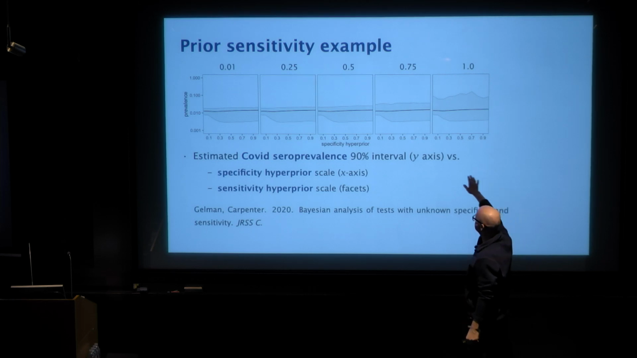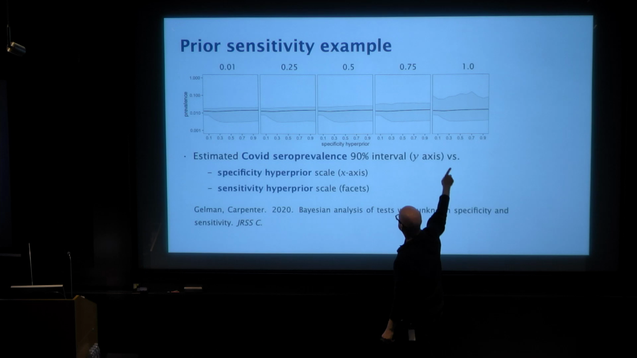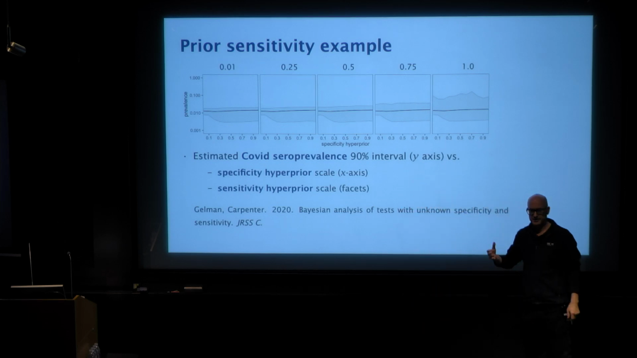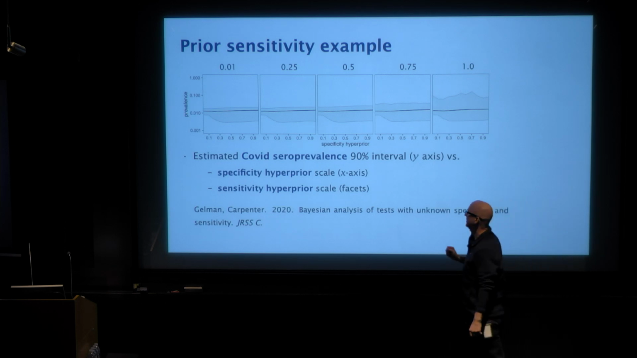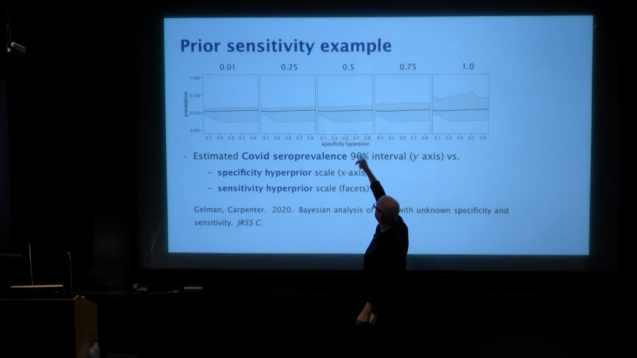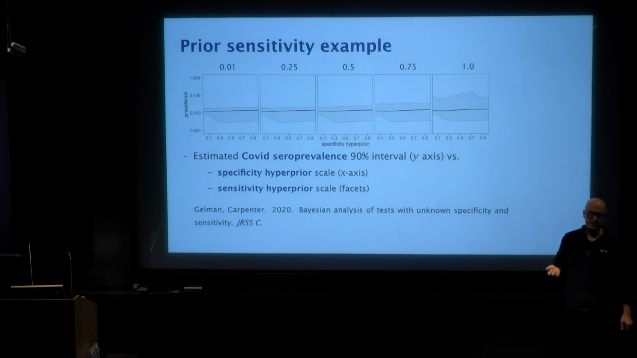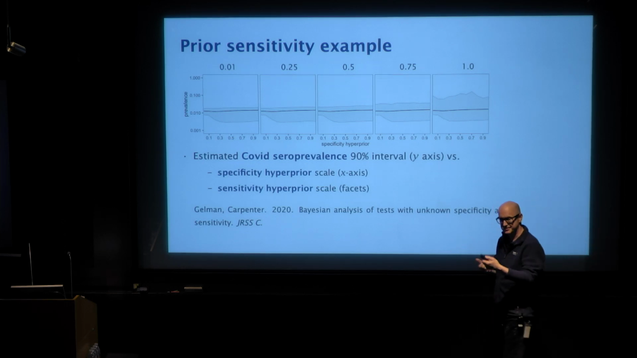What we've got is two hyperpriors. One's represented by the facets, and that's the prior on sensitivity. That is, how accurate is the test if the person actually has COVID. And this is the specificity hyperprior, which is how accurate is the test when the person does not have COVID, right? So we have sensitivity and specificity.